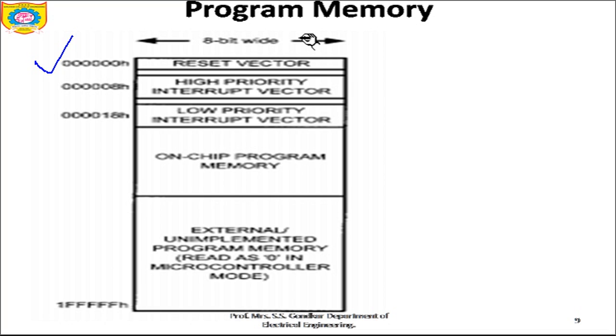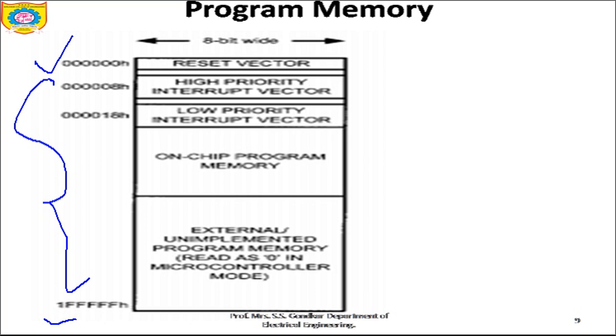So the program counter is basically used to fetch the data from whichever location it is pointing to. You can see here how the program memory is organized, and its maximum location is 1FFFFH. So this is all about the program counter.